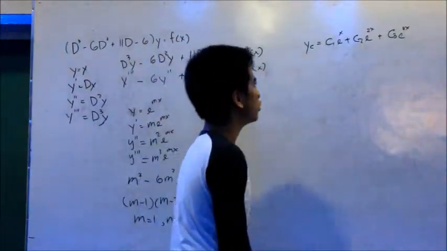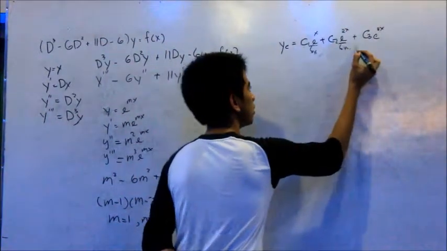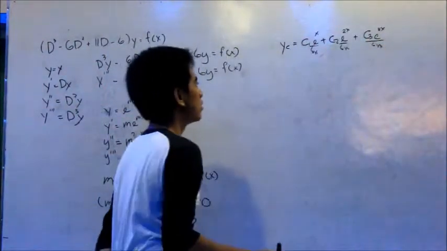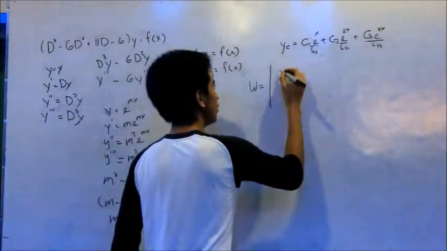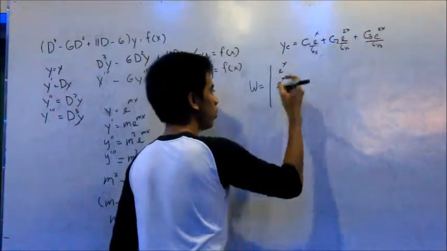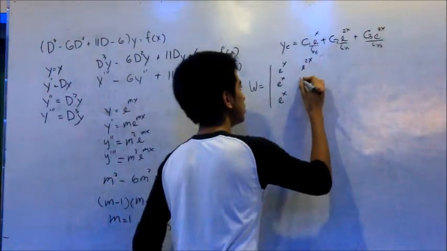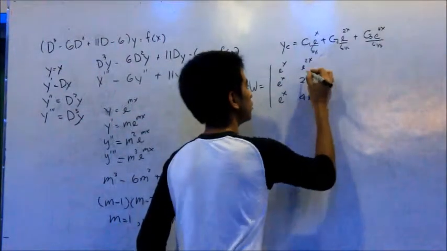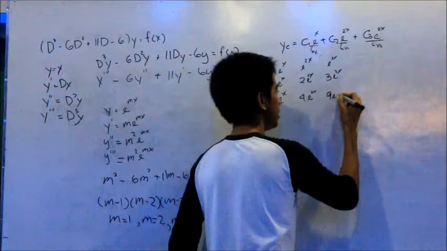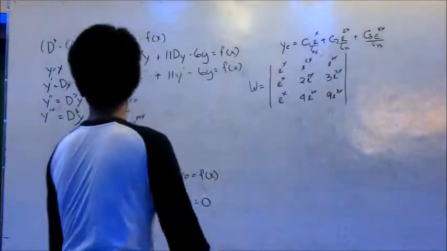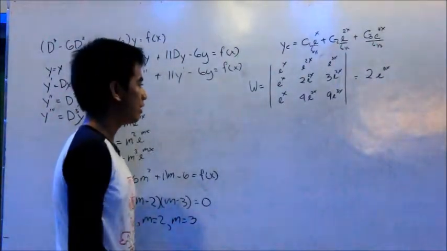And now to find the particular solution, let our y1 be e to the x, y2 be e to the 2x, and y3 equal e to the 3x. And first, to make it easier, we get the Wronskian. So W is equal to our y1, e to the x, y1 prime, which is still e to the x, and y1 double prime, still e to the x. Next is our y2. Following the same pattern, we get e to the 2x, 2e to the 2x, and 4e to the 2x. And the last one, e to the 3x, 3e to the 3x, and 9e to the 3x. Solving this matrix will give us 2e to the 6x.